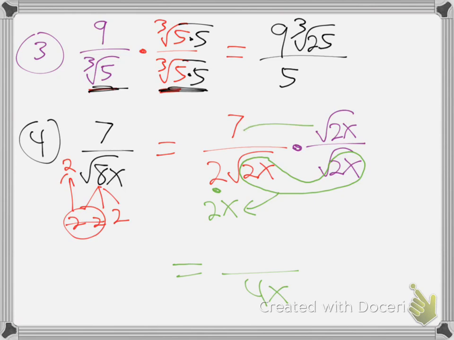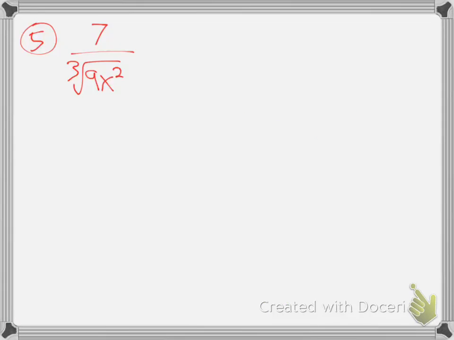What's on the top? 7 times root 2x. We're done. Is that good? It's all well there? Questions on that one? No questions? Okay. Okay. Yeah, little trick.